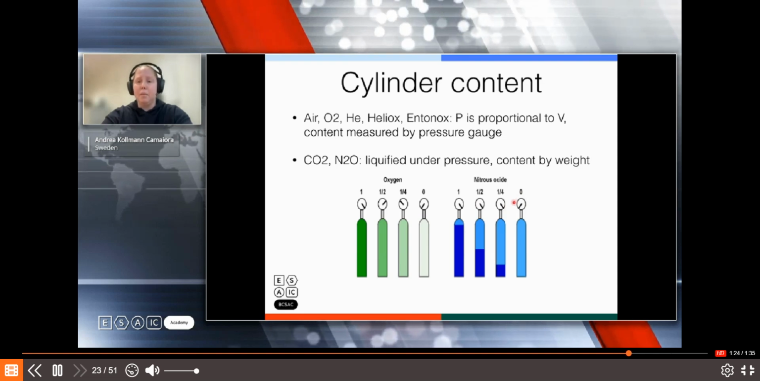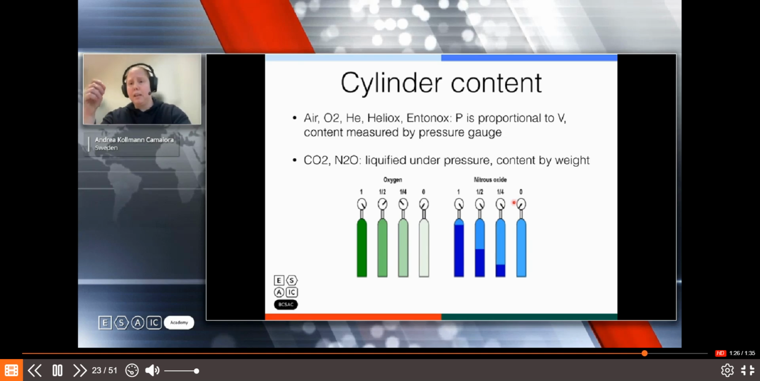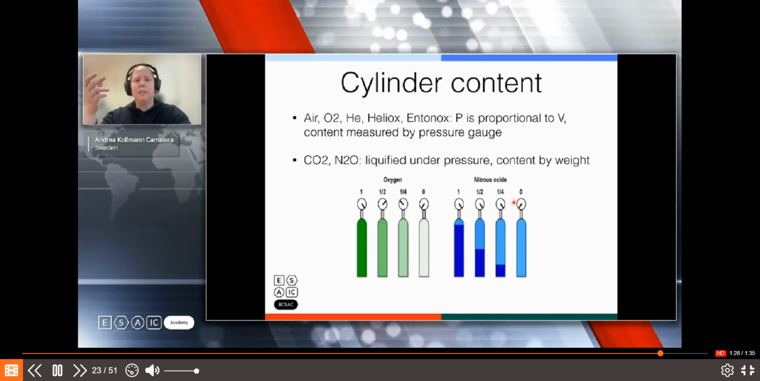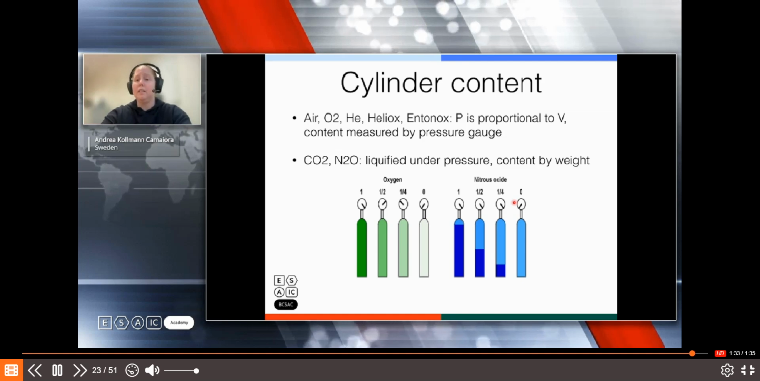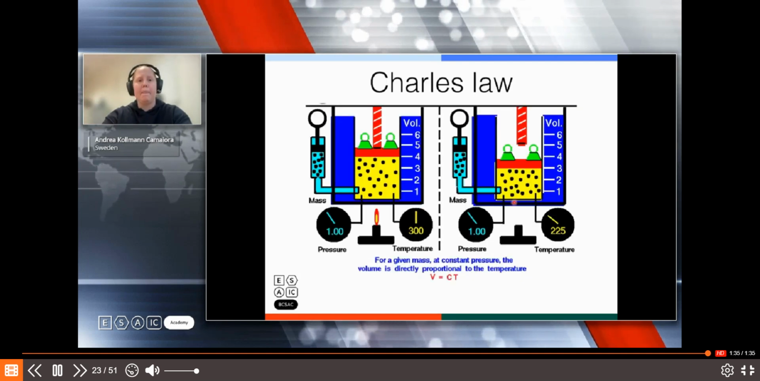So in the exam, if they ask you, how do you measure the gas contents, or can you measure the gas content using the gauge manometer with a CO2 cylinder? The answer is false. You need to weigh them.